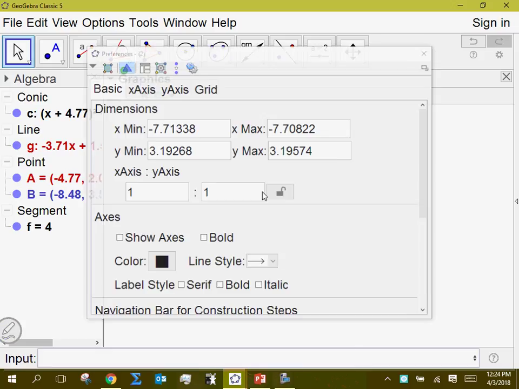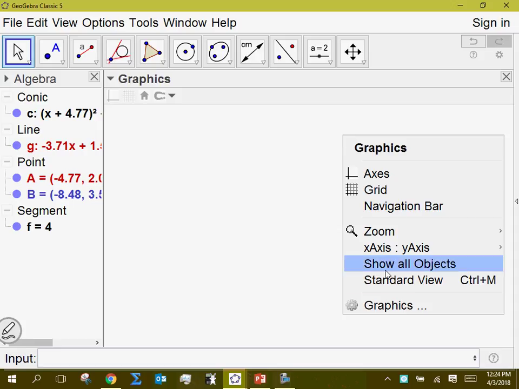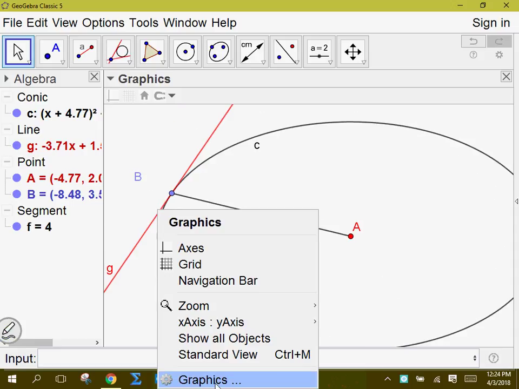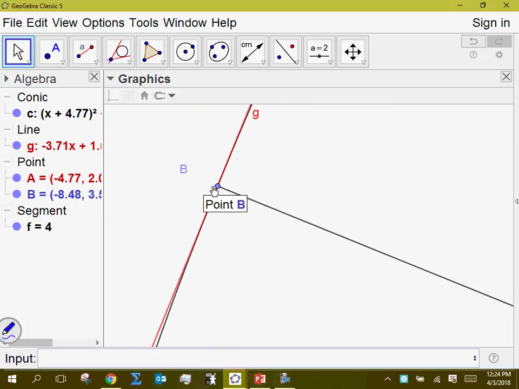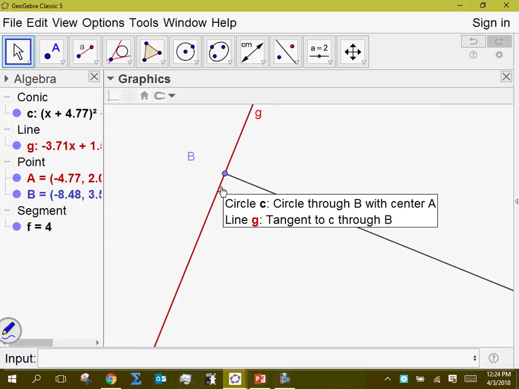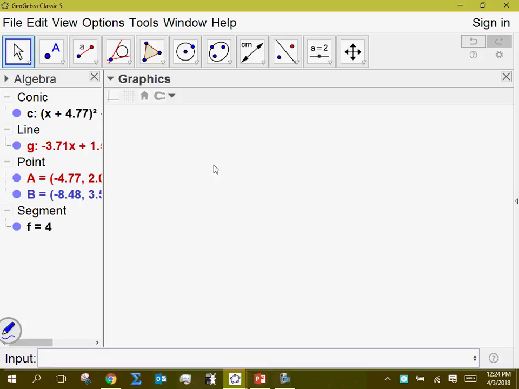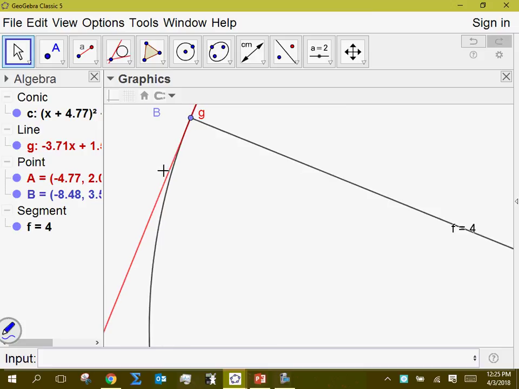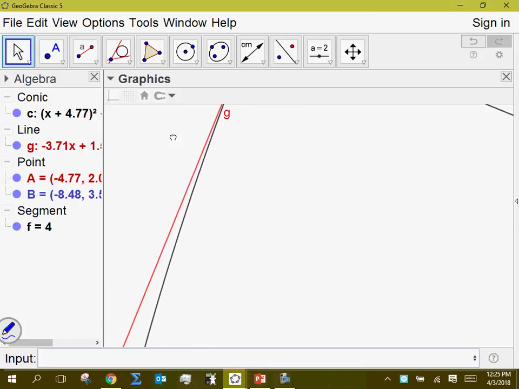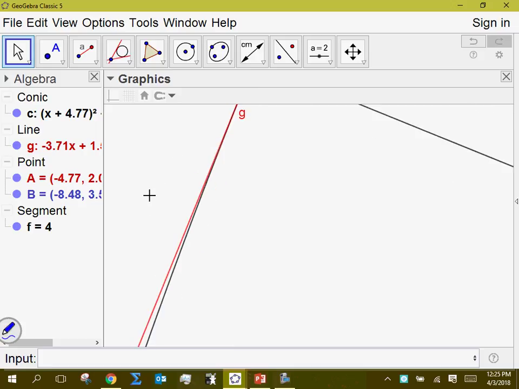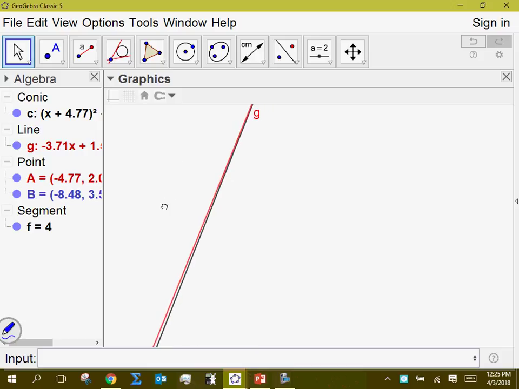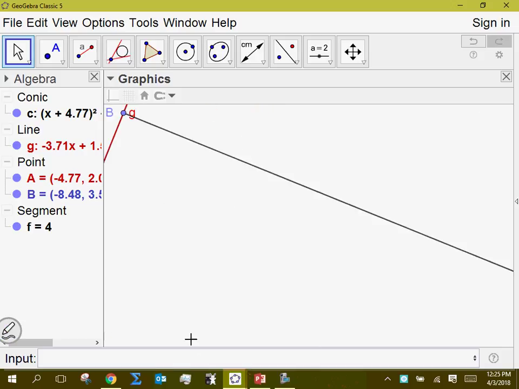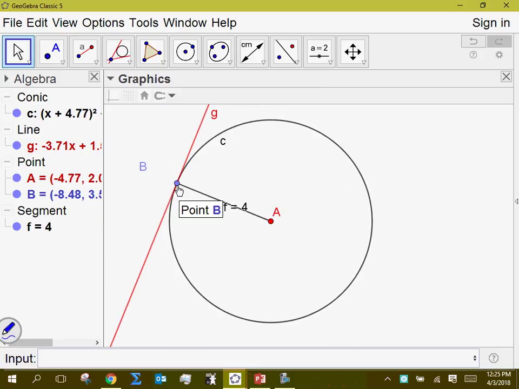Just because I'm zoomed in so far, sometimes it wants to disappear on me, so let me get back to standard view. If I zoom in as much as I can on B, you can view that as closer and closer I get to B, there's always going to be a gap between the red line and the black curve, or the red line and the black circle. Except for when I get right on top of B, they're going to be shared. Does that make sense? Okay.